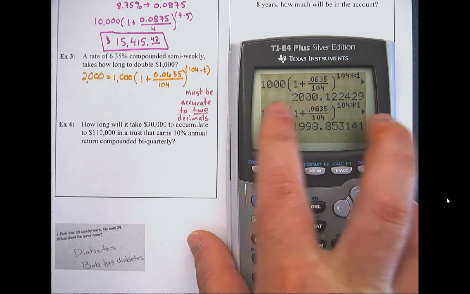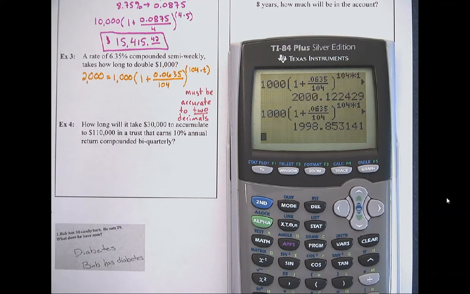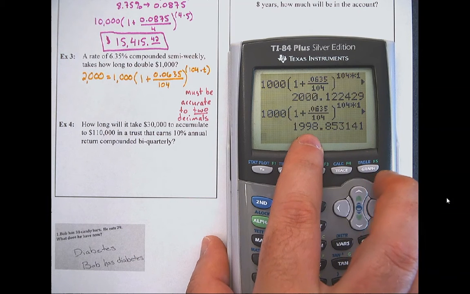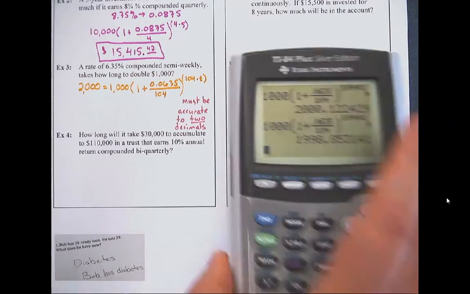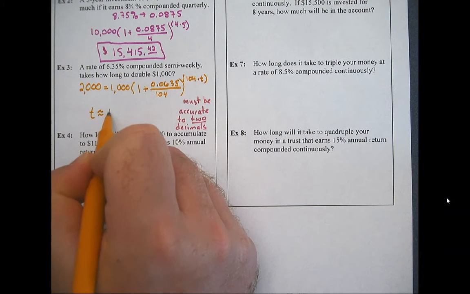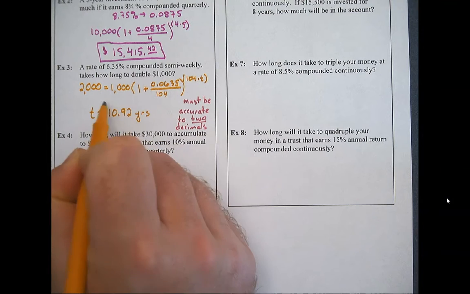Now, it doesn't matter how close it is. I want the first one that gets you over the hump. So 10.91 got me to 1998. 10.92 got me to 2,000. So that's going to be the one I'm going to write down as my answer. T, the number of years, should be approximately 10.92 years.